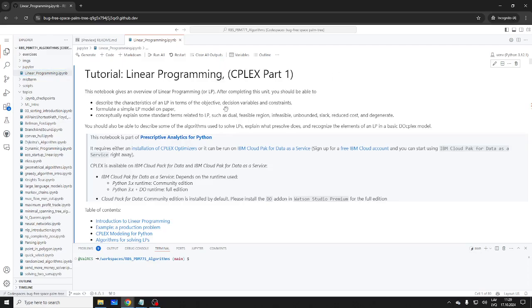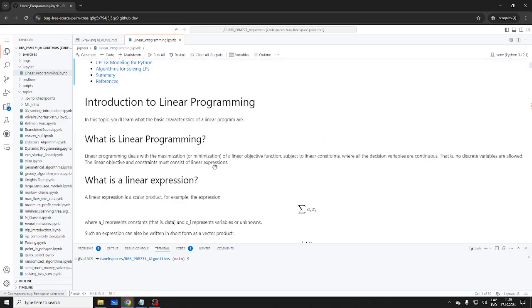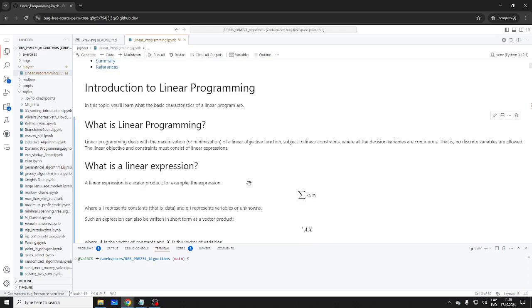So let's look at the introduction. So maximization, or also possibly minimization, min or max. You have some function, and you have linear constraints. For now, all these variables are continuous, meaning floating point. So the objective and constraints must consist of linear expressions, so a scalar product.